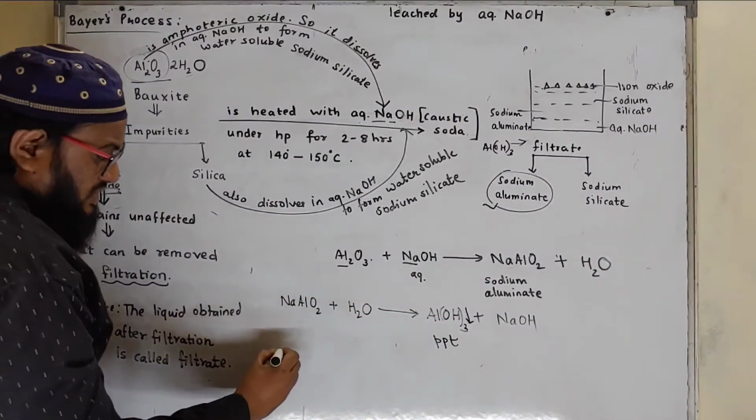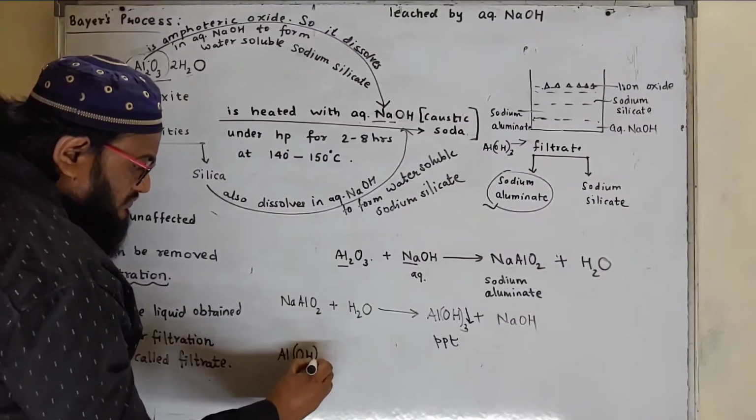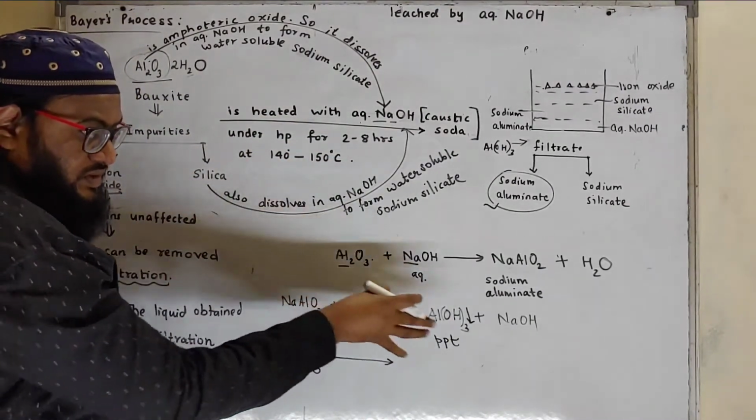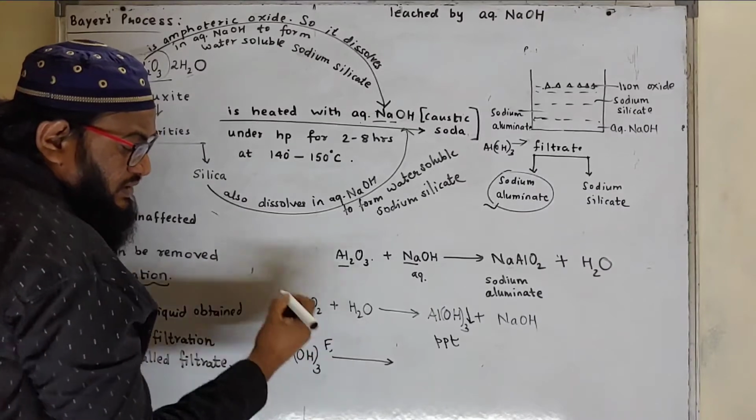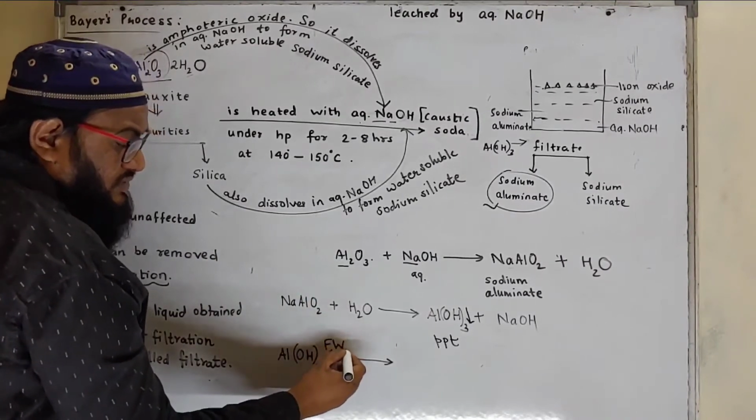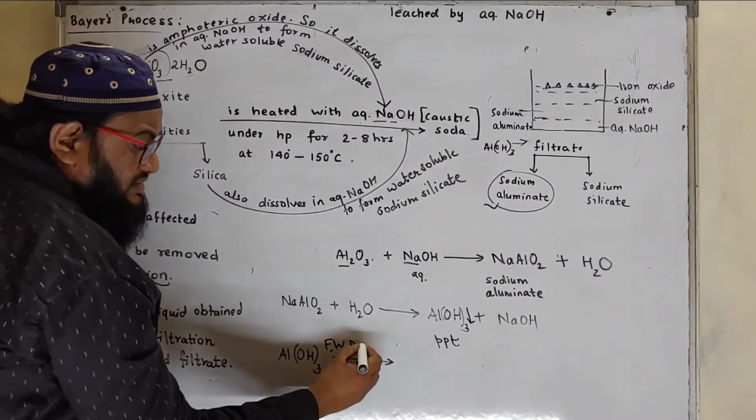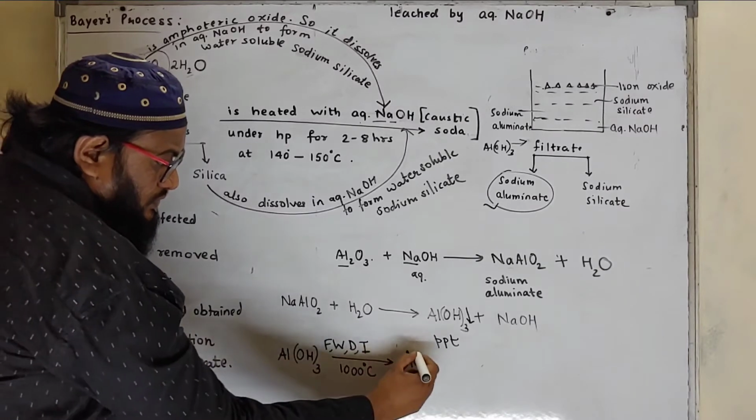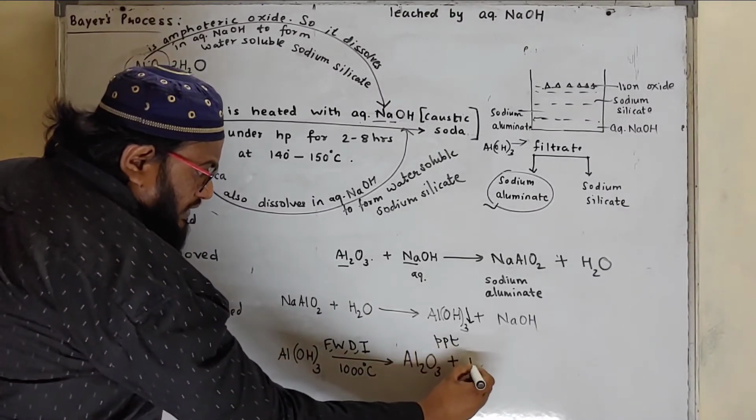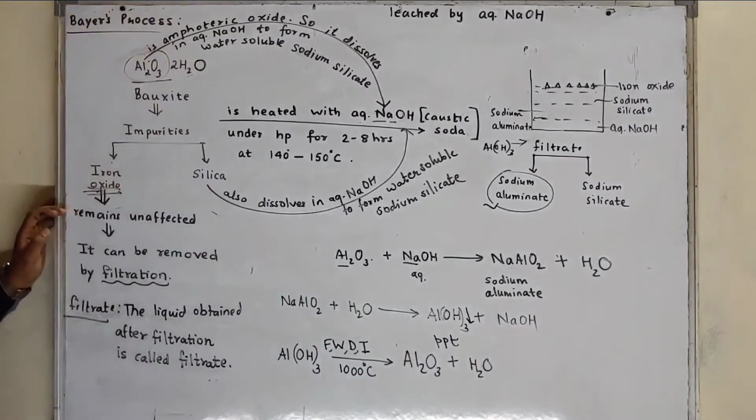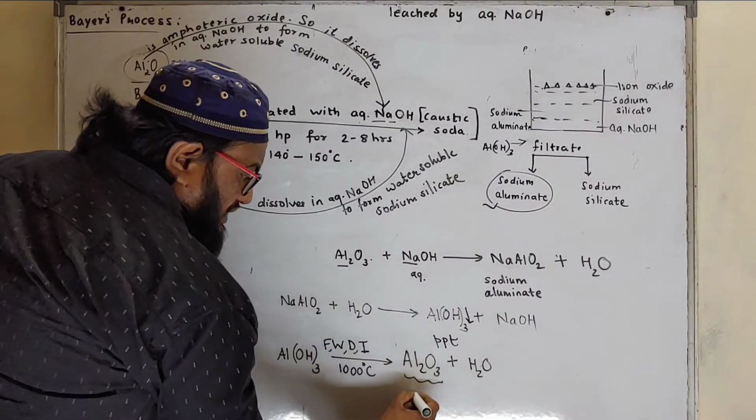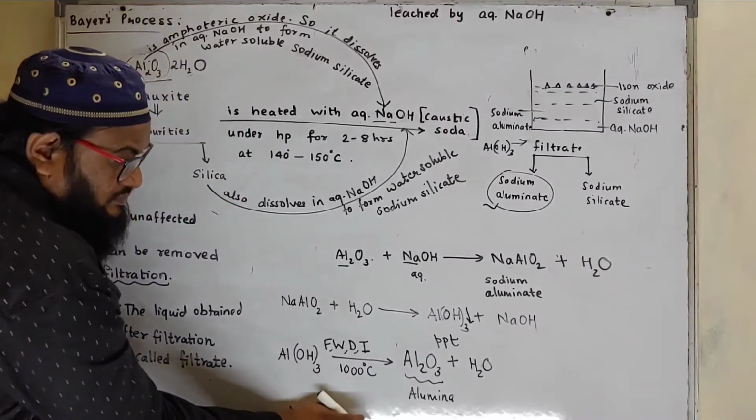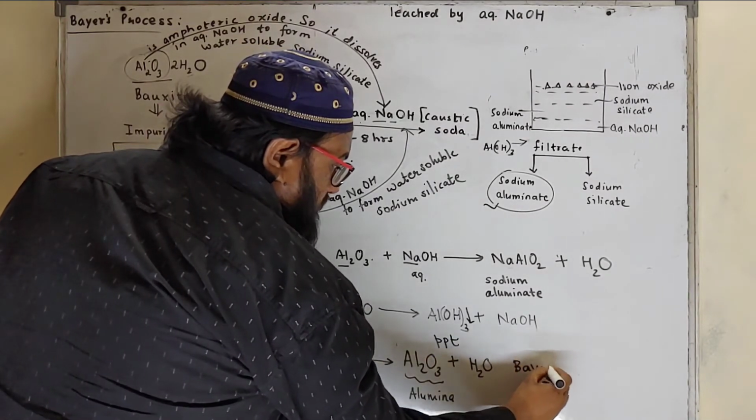Now this precipitate, Al(OH)3, can be filtered out. After filtering, we can wash it. After washing, it can be dried, and then it is ignited at 1000 degrees Celsius to get Al2O3 and H2O. Finally, we got concentrated Al2O3. This is called alumina, and this process is called Bayer's process.